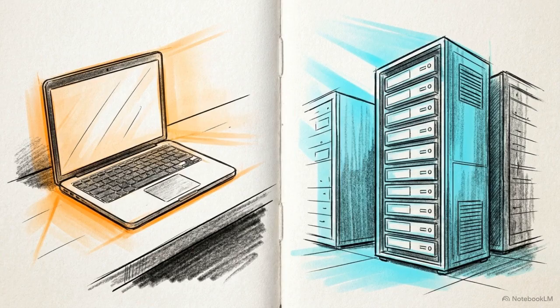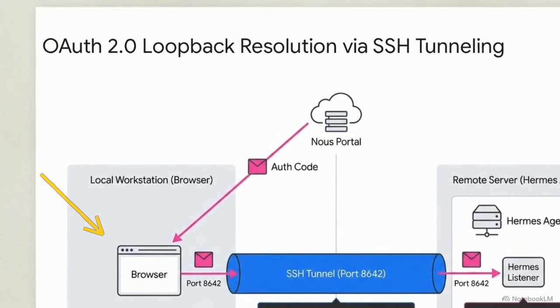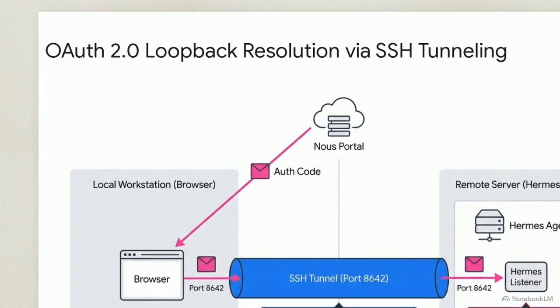That setup is frictionless on a laptop, but it gets tricky if you are deploying the agent on a remote, headless cloud server. This diagram shows the problem. The remote server sends an authorization redirect to a local loopback port, but your browser is on your local laptop, creating a gap the token cannot cross.